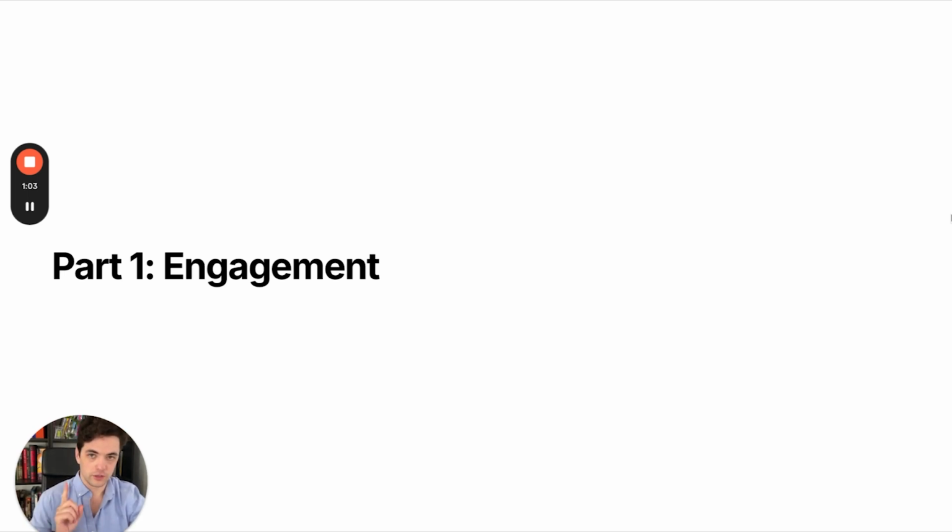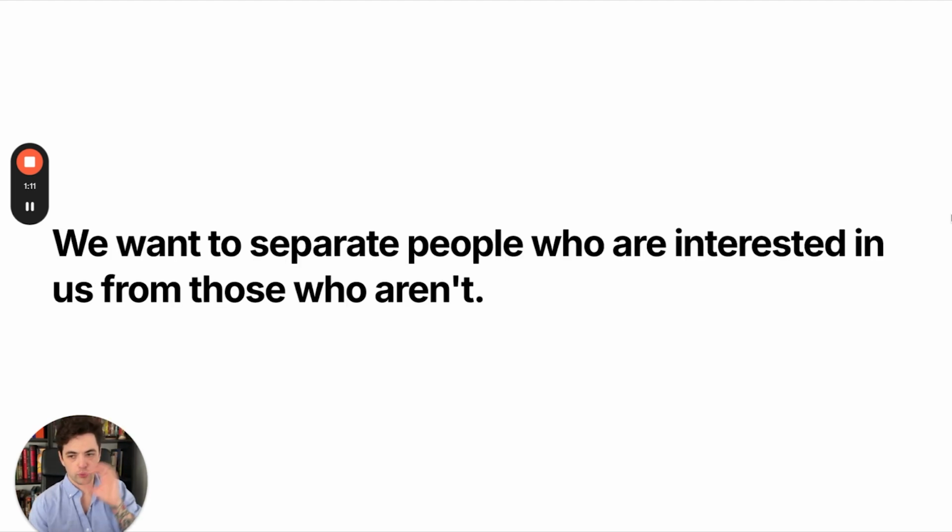By the end of this video, you're going to know how to make a lot of money from your list. Part 1, engagement. The point of your engagement sequence is to separate people who are interested in us from those who aren't, because we don't want to talk to people who aren't interested in us.